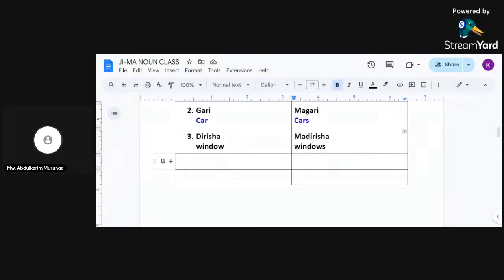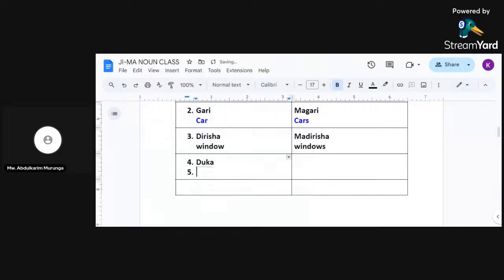We have another word here, duka, 4. Duka means a shop. If there are many, we say maduka. Duka, maduka.